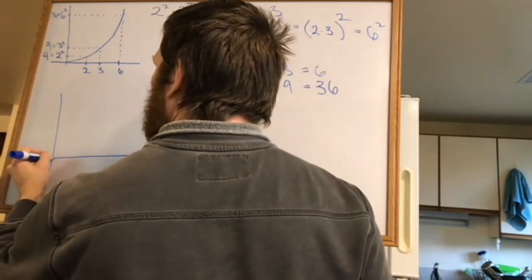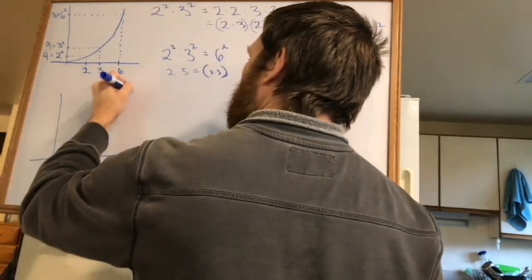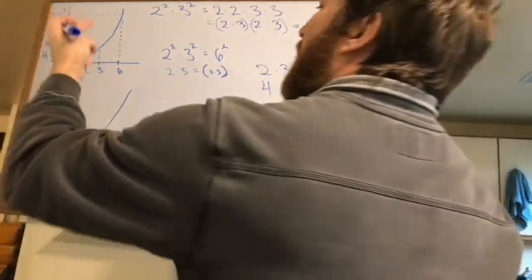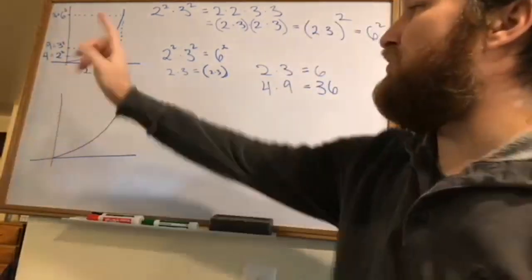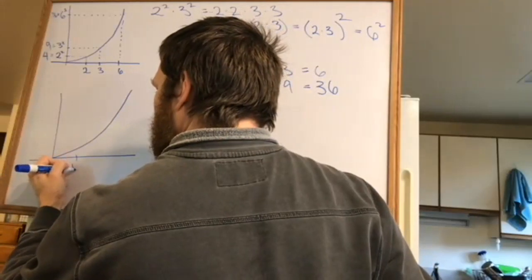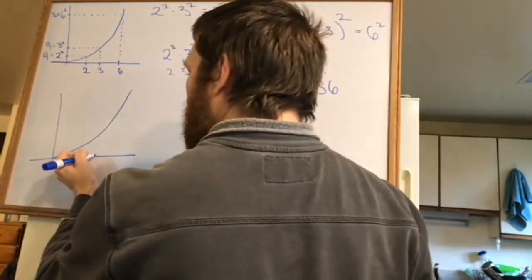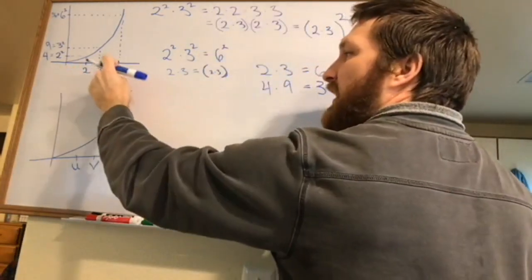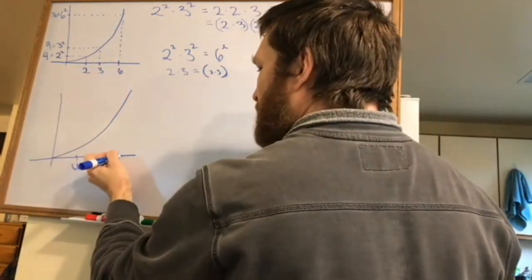So in general, instead of 2 and 3, which I started with, let's give them new names. Let's call them U and V. I took a number U, I took a number V, and then I multiplied them together to get a new number. What's U times V?